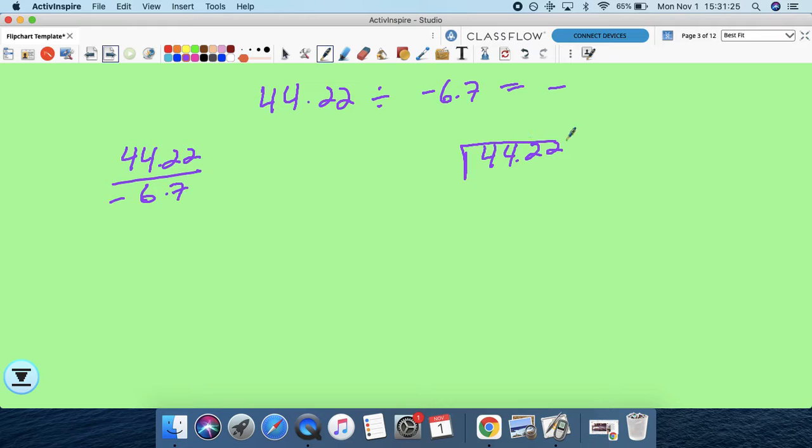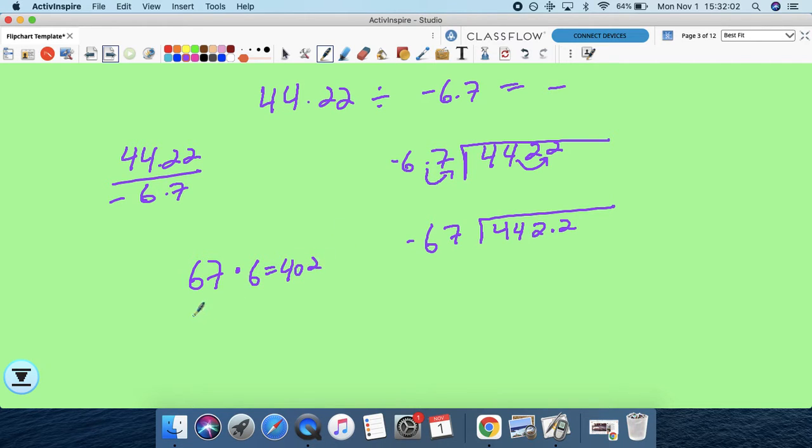Well, 44.22 is our dividend, and our divisor is 6.7. We're going to move the decimal 1 over, so that's going to become 67, or negative 67. Inside, we're moving that decimal 1 over, and that's going to be 442 and 2 tenths, or 0.2. Can 67 go into 44? No. Can 67 go into 442? Yes. How many times? Let's try 6 times. So 67 times 6 is 402.